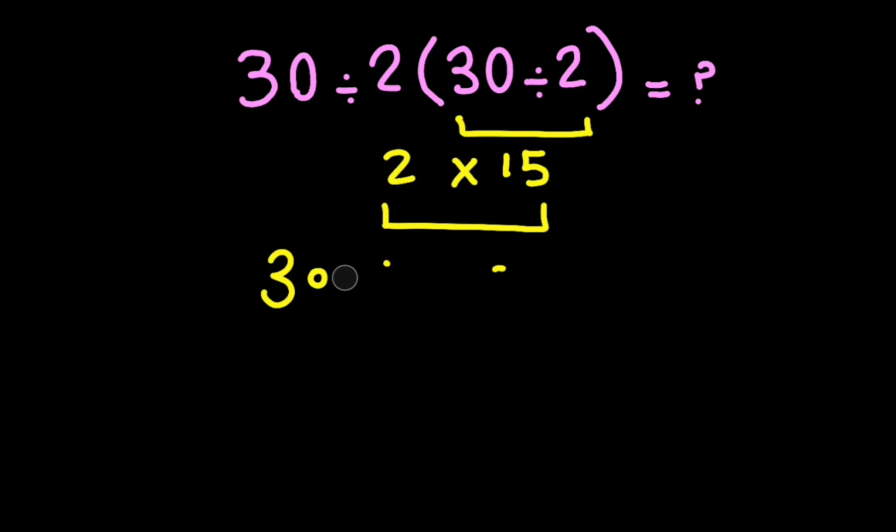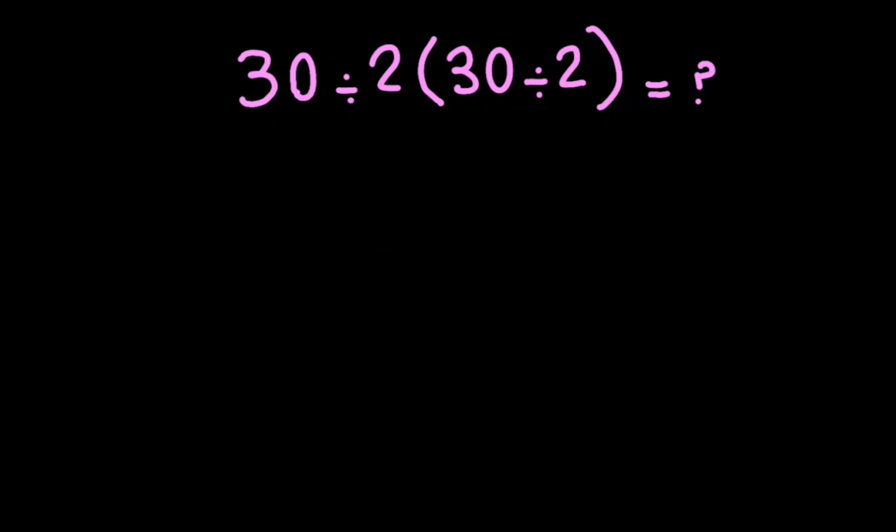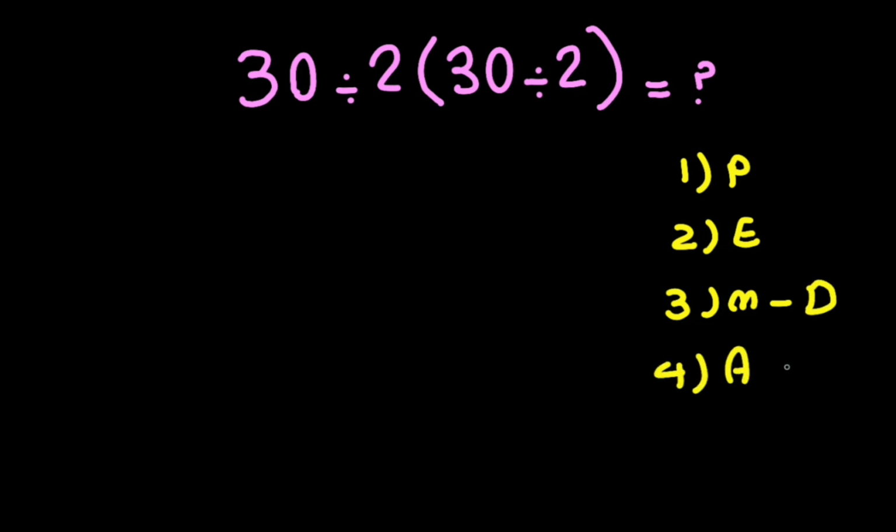According to the rules of mathematics PEMDAS, we have to solve this math expression in this way: first parenthesis, then exponent, then multiplication or division, and then addition or subtraction. According to this rule, we have one parenthesis here that we have to solve first.